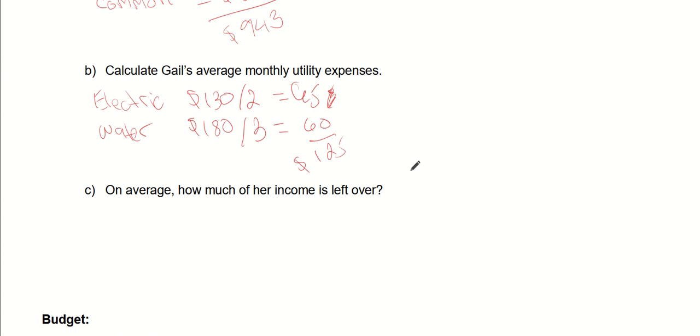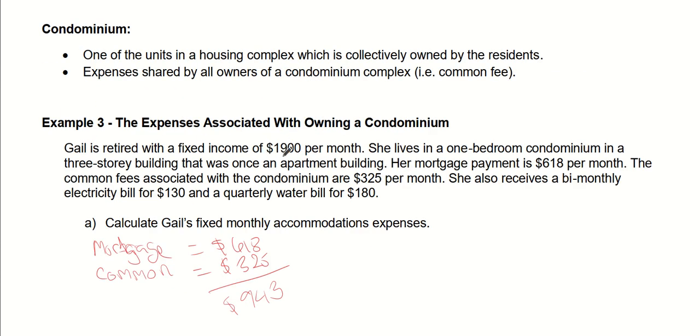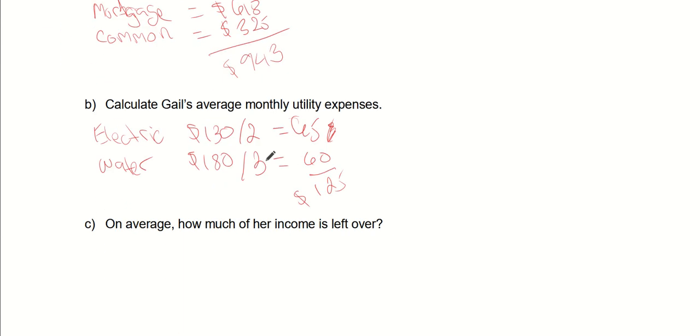On average, how much of her income is left over? Well, we know what her total income is. If you look up here, her total income is $1900. So you write down what her net is. We call it the net. The net is $1900, and we're going to minus all her expenses. Now we have her fixed expenses, which is $943, and we have her utility expenses, which is $125. So altogether, what she's walking away with at the end of the month is about $832. So that's what she's left over with per month.